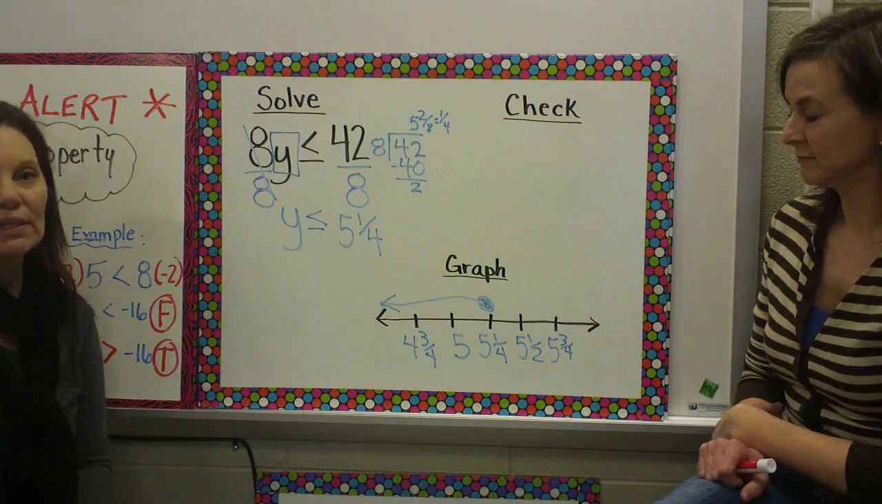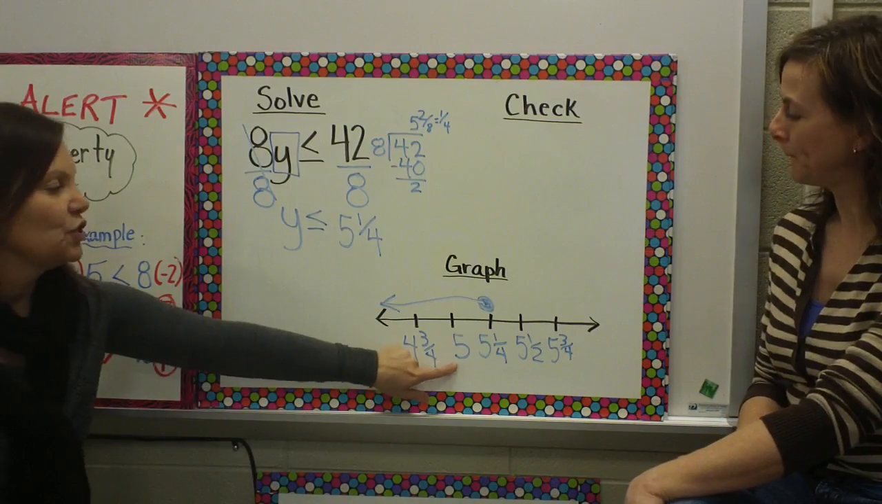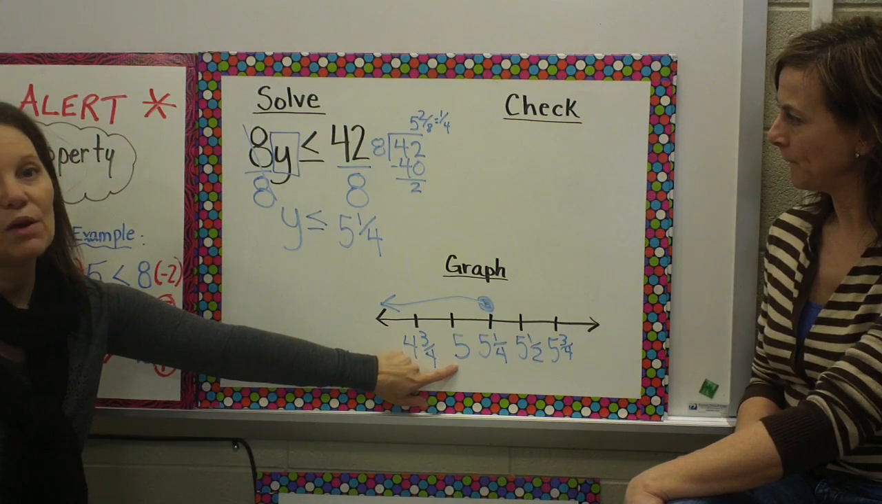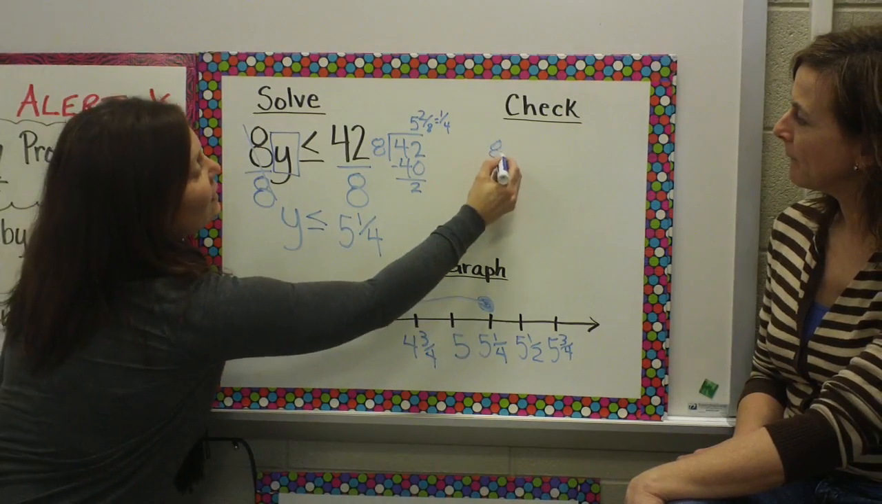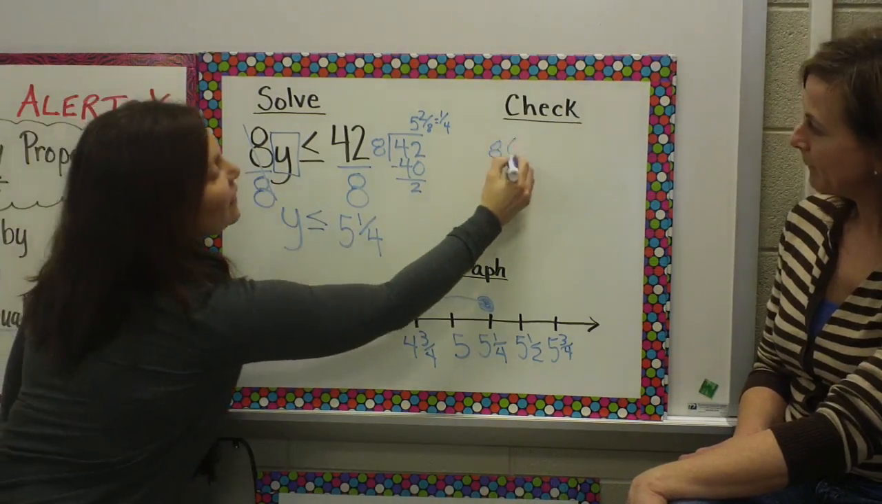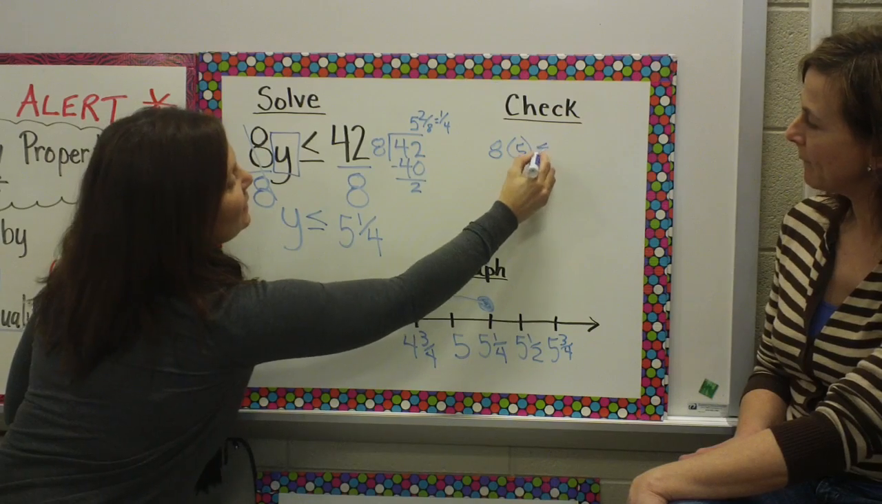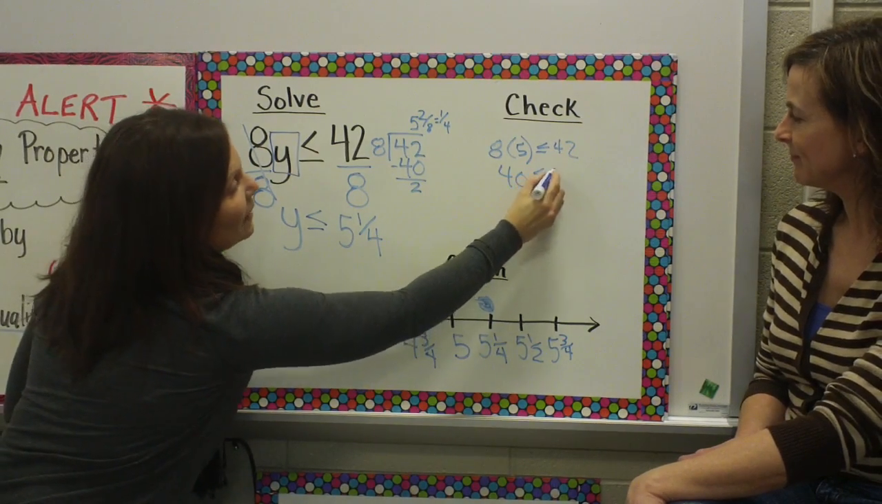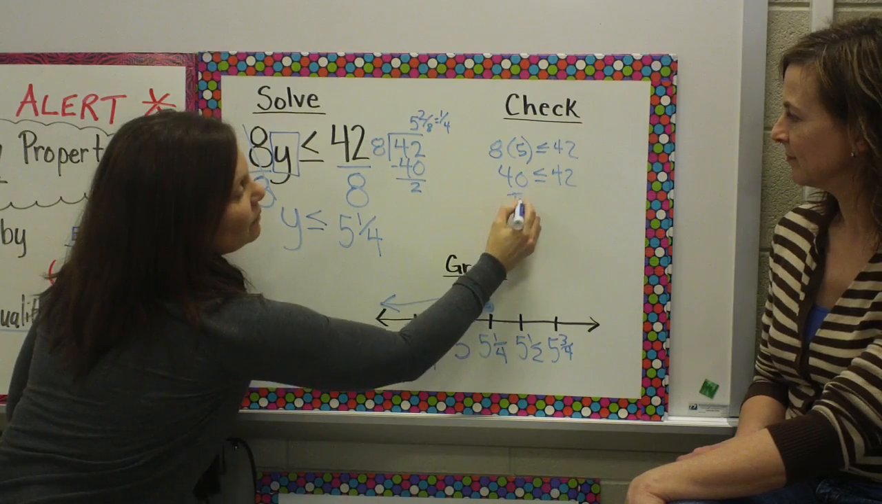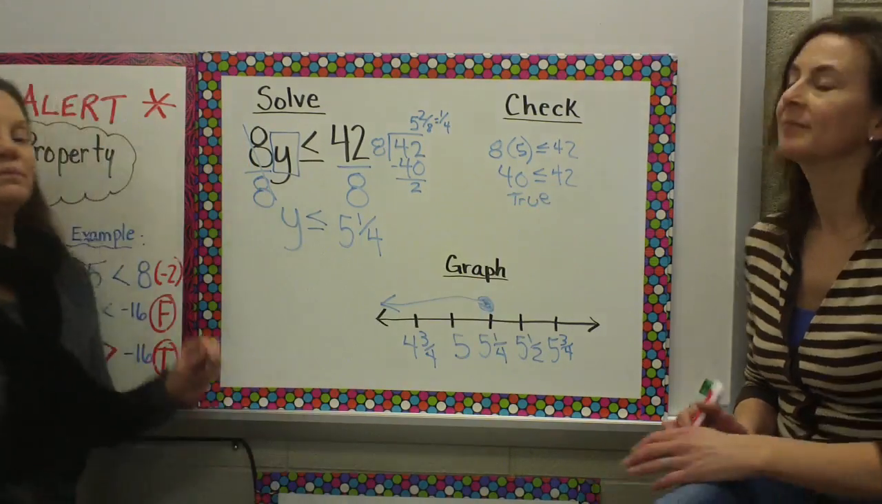Checking to make sure that my solution set works, I'm going to choose a number that's underneath my arrow. I'm going to choose 5. So 8, instead of y, I'll use 5, times 5 is less than or equal to 42, and 40 is less than 42, which makes it true.